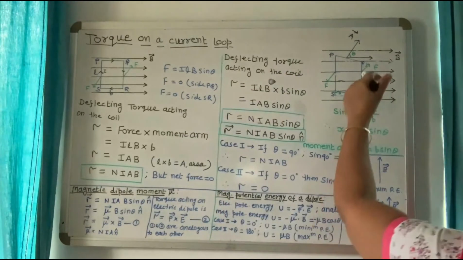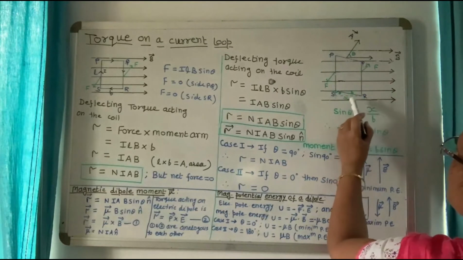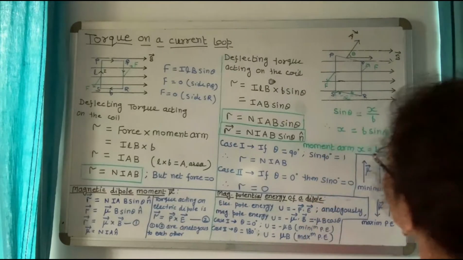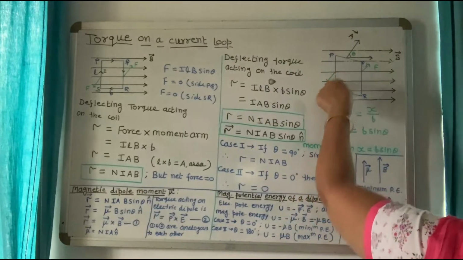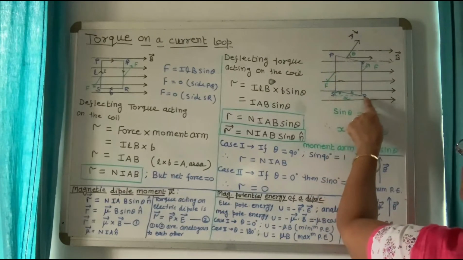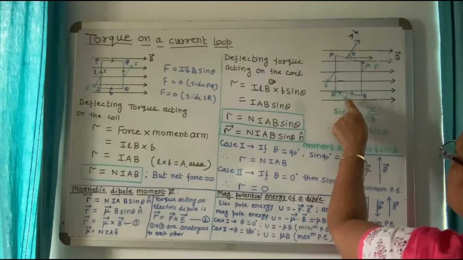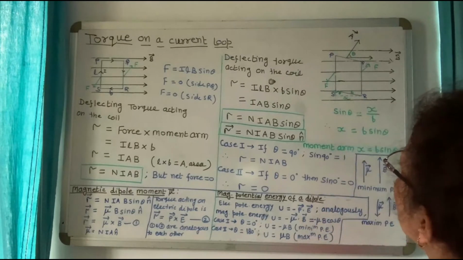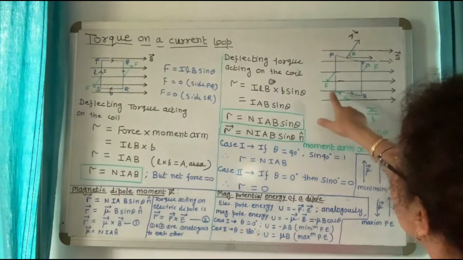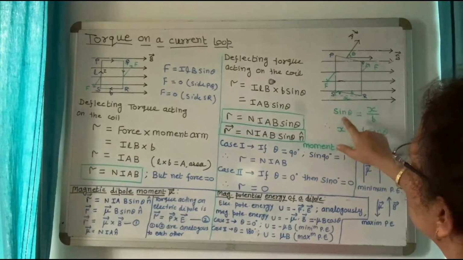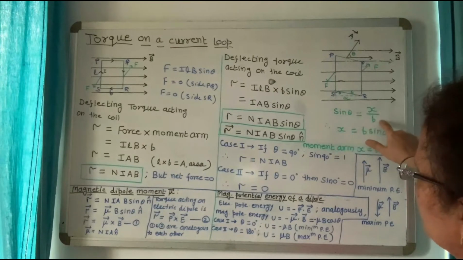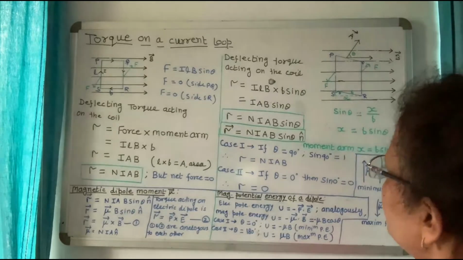To find the moment arm: it is the perpendicular distance between the lines of action of the forces. So if this is one force and this is another force, if I extend this and drop a perpendicular from here, this x will be the perpendicular distance between the lines of action of the forces. So there is a right angle triangle, and sin theta equals opposite upon hypotenuse, x upon b. So x is equal to b sin theta.